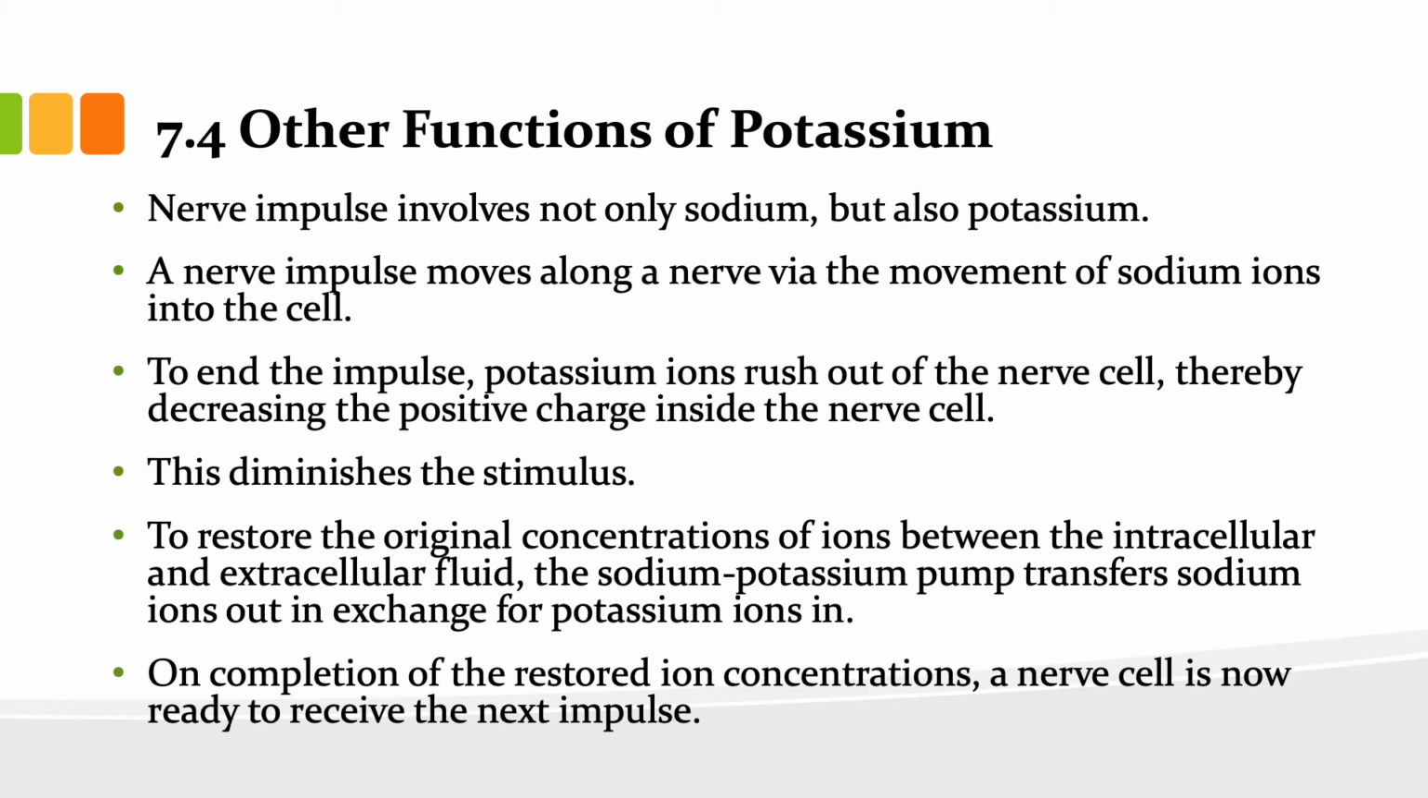Nerve impulses involve sodium and potassium. A nerve impulse moves along a nerve via the movement of sodium ions into the cell. To end the nerve impulse, potassium ions rush out of the nerve cell, thereby decreasing the positive charge inside the nerve cell. This will diminish the stimulus. To restore the original concentrations of ions between the intracellular and extracellular fluid, the sodium-potassium pump transfers sodium ions out in exchange for potassium ions in. On completion of the restored ion concentrations, a nerve cell is now ready to receive the next impulse.